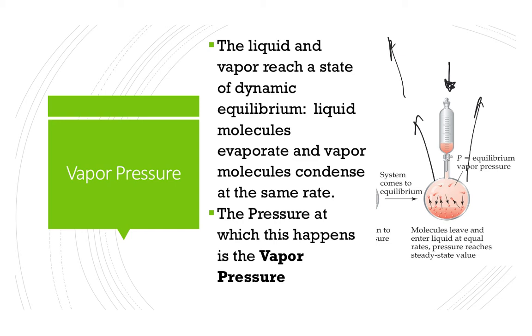So if it's in a closed container, you get to a state where the number of particles turning into a liquid at any one point in time is the same as the number of particles turning into a gas at any one point in time. We refer to that as equilibrium, which we'll talk about a lot more later on. But at that point in time, you'll have a pretty constant number of gas particles up here. And since you have a pretty constant number of gas particles, the pressure will stabilize at that level. That pressure is called the vapor pressure.